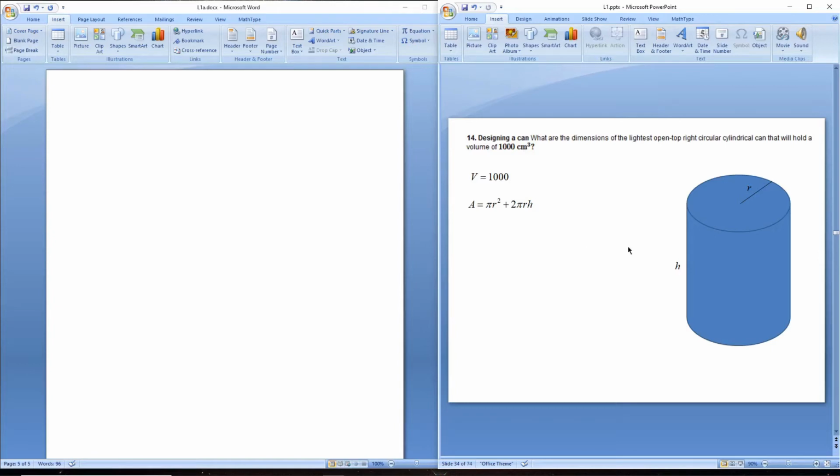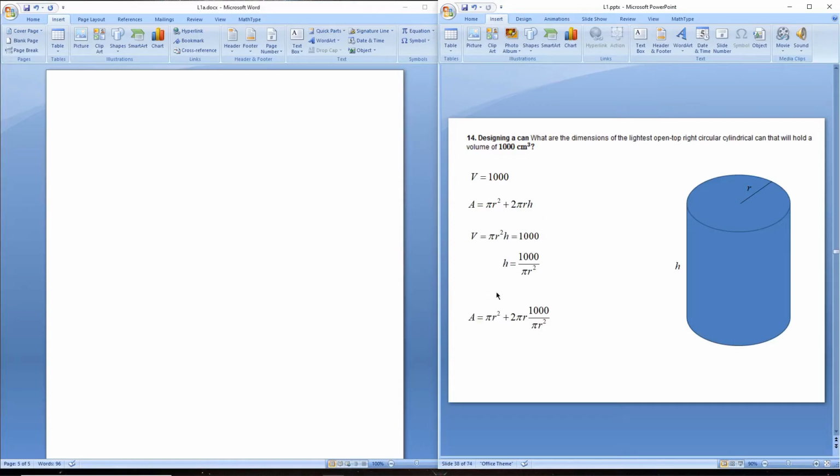So what is the volume of a right cylinder? Well, it's base times height. The base in this case is a circle, pi r squared, times height. And we know this has to equal 1,000. And this gives us a relationship then between r and h. Now, our area formula has an r squared and an r, but only one h. So it's a little bit simpler here to solve for h. So we just have to make that one substitution.